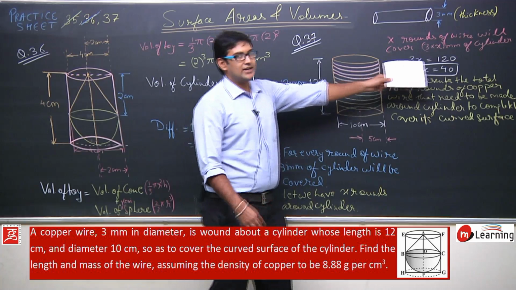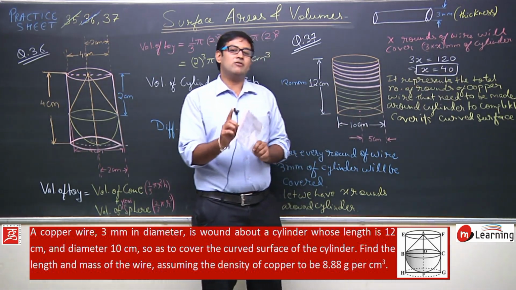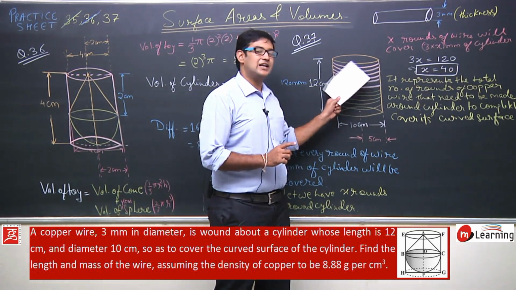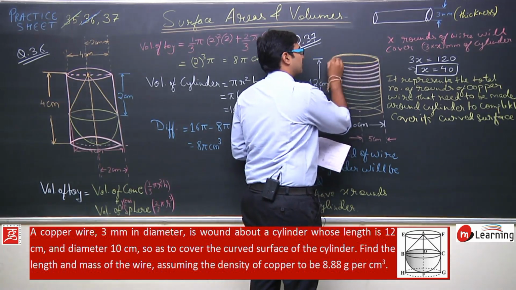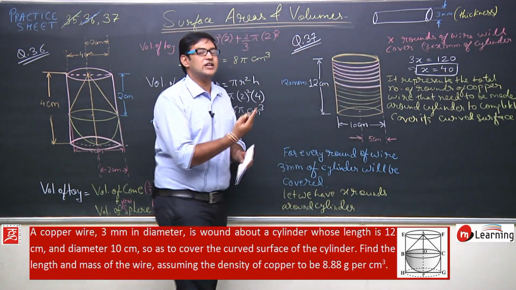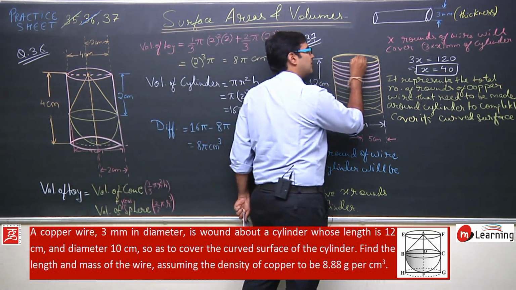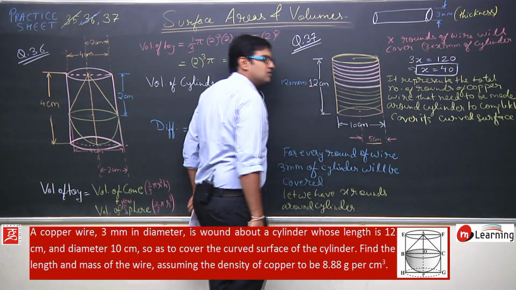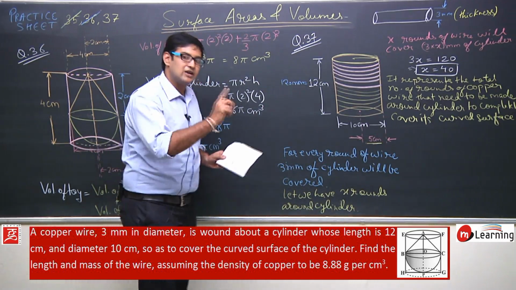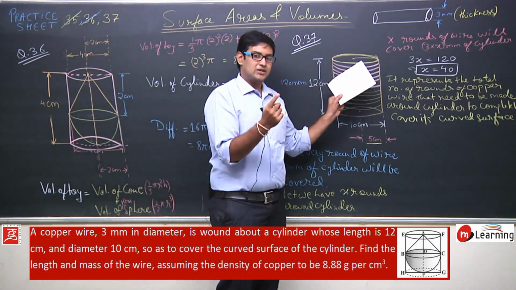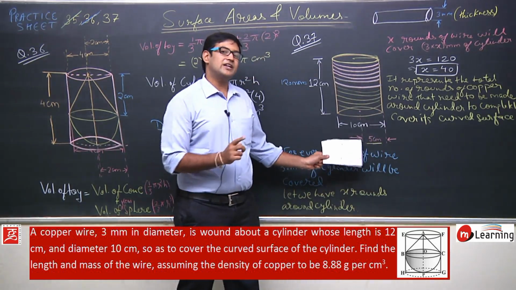So if I go for 40 rounds, what is the length of one round? The length of one round will be equal to the circumference of this cylinder, because this cylinder is circular in shape. So every round will be circular, and for each round the radius of the circle will be 5 centimeters, because the radius of the cylinder is 5 centimeter. So for a circular surface I need to make a round of radius 5 centimeters.